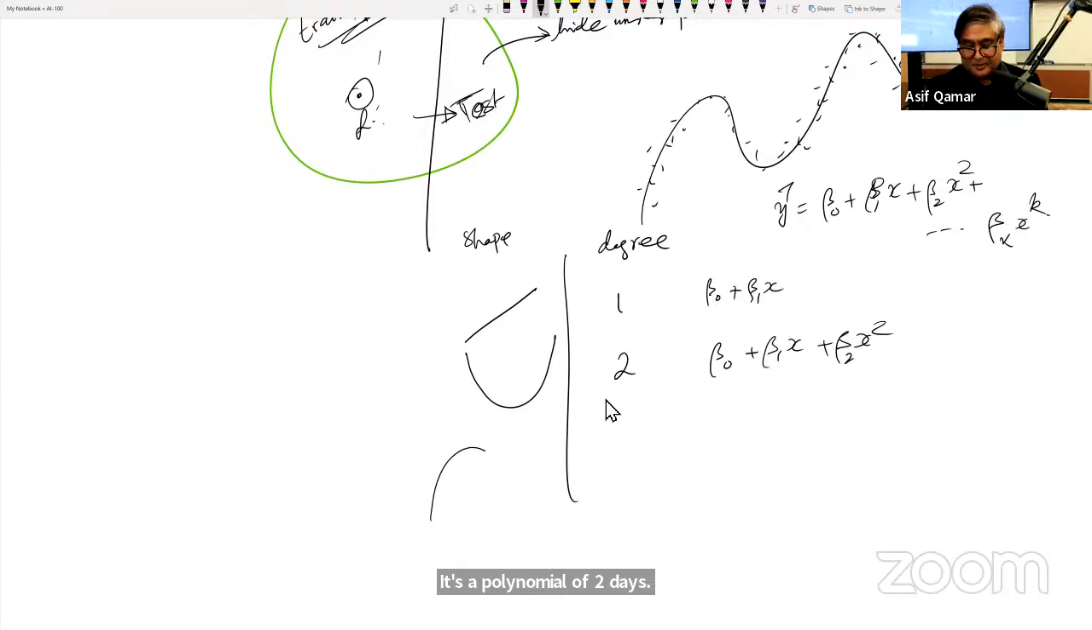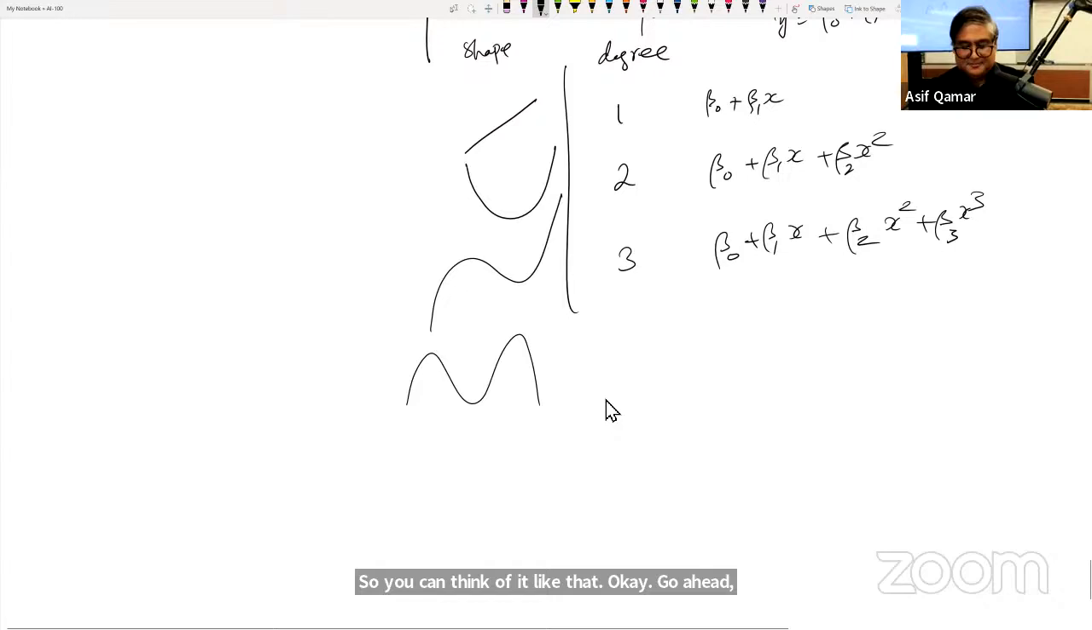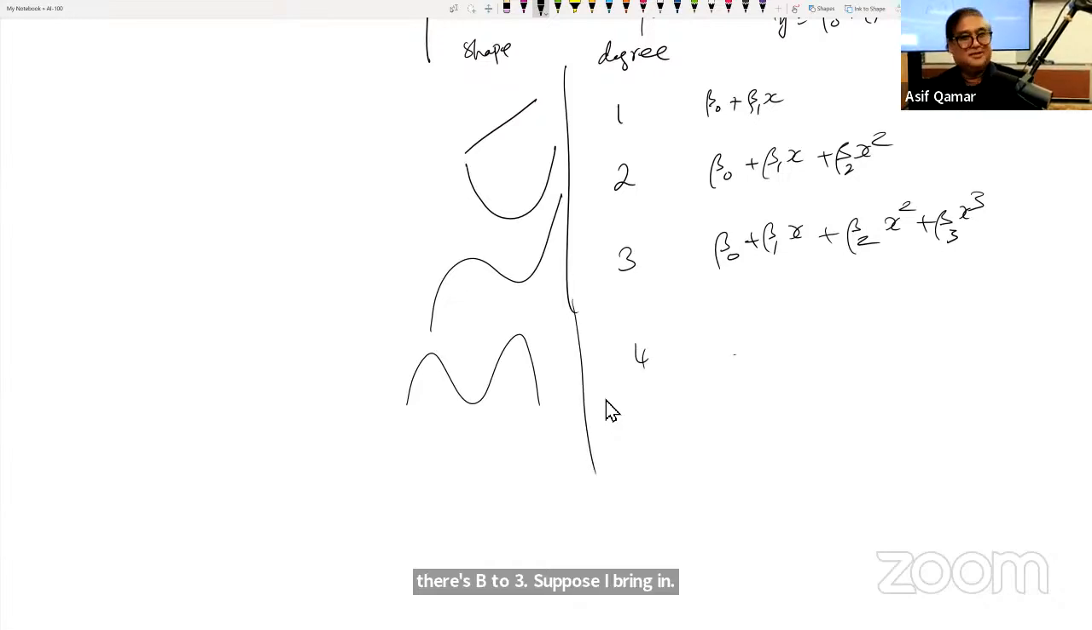Now, what about this curve? Degree 2. A sine wave, for example, you can think of it like that: beta 2 x squared plus beta 3 x cubed. Suppose I bring in more bends, what about now? Degree 4. You can convince yourself this will do. So the trick is to count the number of bends, and your polynomial degree should be 1 more than that.